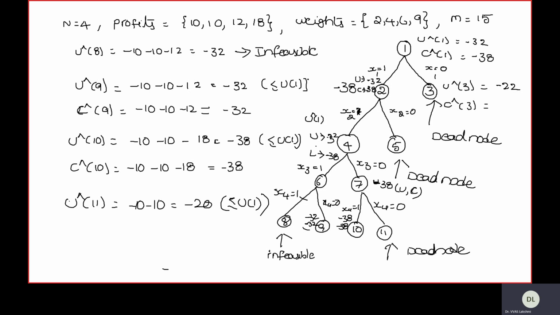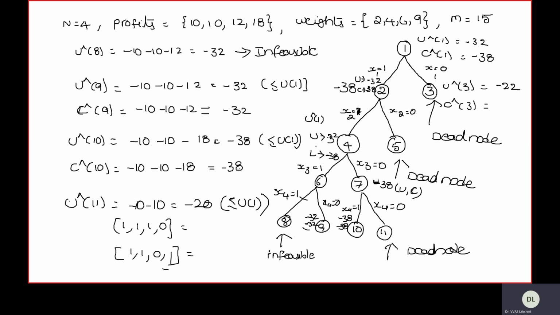And all the 4 items, the decisions regarding all the 4 items are taken here. This is x1 1, x2 1, here x3 1, x4 0. This is one path, so 1 1 1 0. And another path is 1 1 0 1. This is another path. So here two answers are there, but the maximum profit is obtained by considering this one.